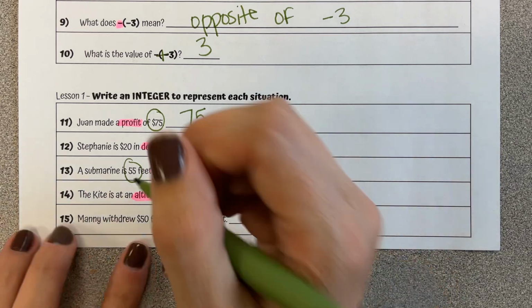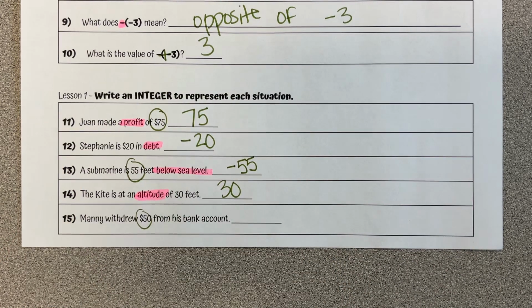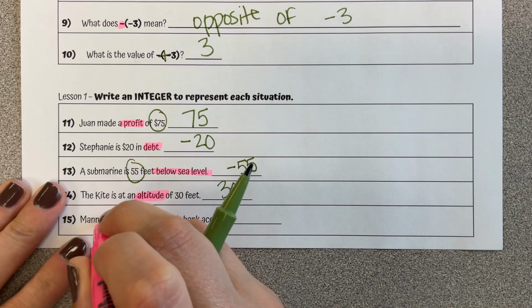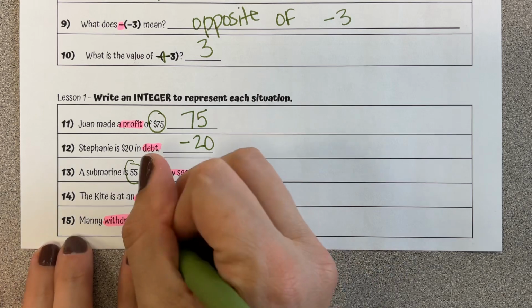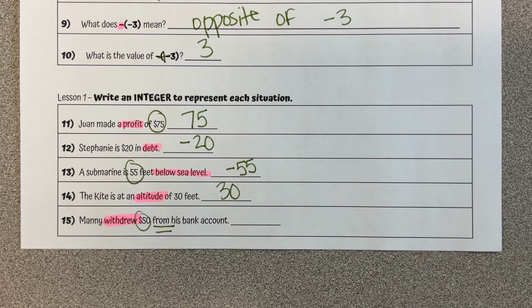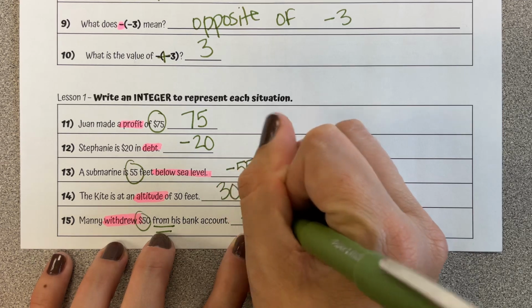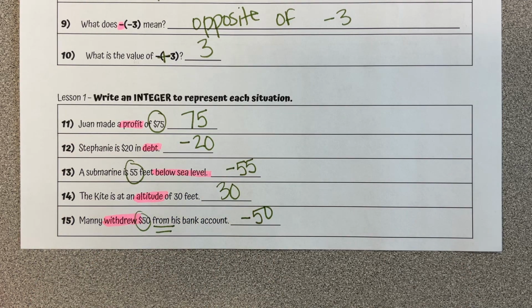Manny withdrew $50 from his bank account. The key word is withdrew. A lot of times people forget this word. If you don't remember withdrew, look at the word. It says from his bank. He's taking it out of his bank. That is a negative value. His bank account is going down.